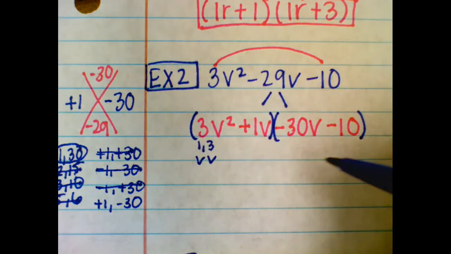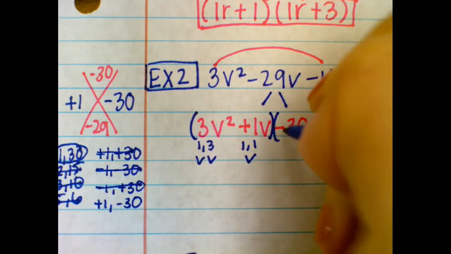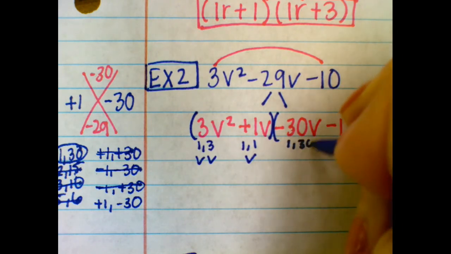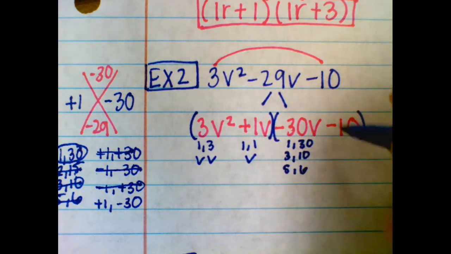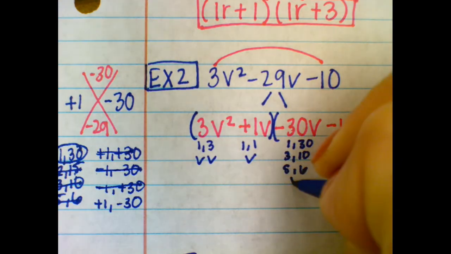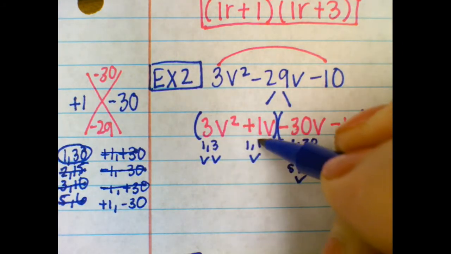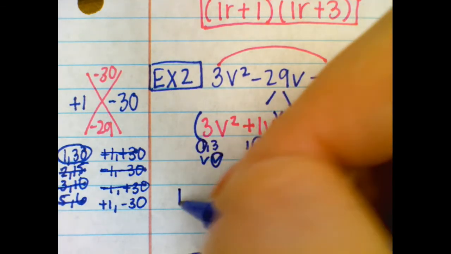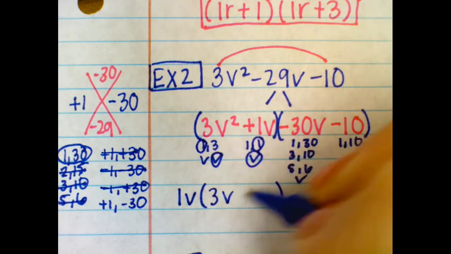Okay, let's do our factors. 1 and 3, b and b. 1 and 1, and b. Okay, remember this one's negative, so that's going to be that trick like the last video. So this is 1 and 30, 3 and 10, 5 and 6, and 1 and 10. Oh, and this one has a b. Okay, so let's find the greatest common factor. So I have 1, 1, and then a b and a b. So this one is 1b, and let's see what's left. 3b plus 1.